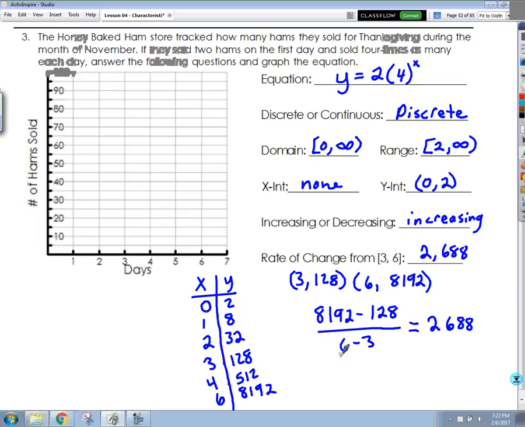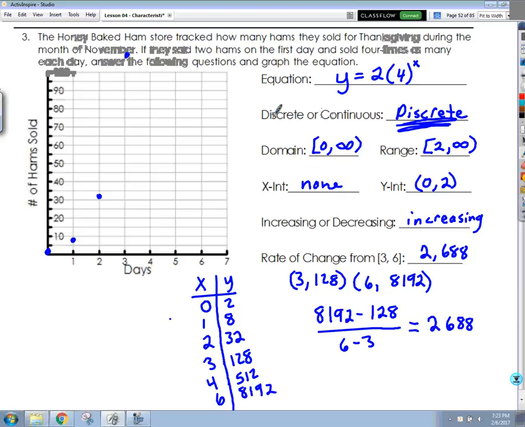Now, before I get carried away, we need to graph it. So (0, 2), down in here. (1, 8), that'll be right here. (2, 32) would be here, and 3 would be 128, which is, well, that's just off the graph, about up in here. I'm not going to connect this because we said it's discrete, meaning you can't sell half a ham, so I'm just going to leave it as dots. Okay? Alright, let's move on.